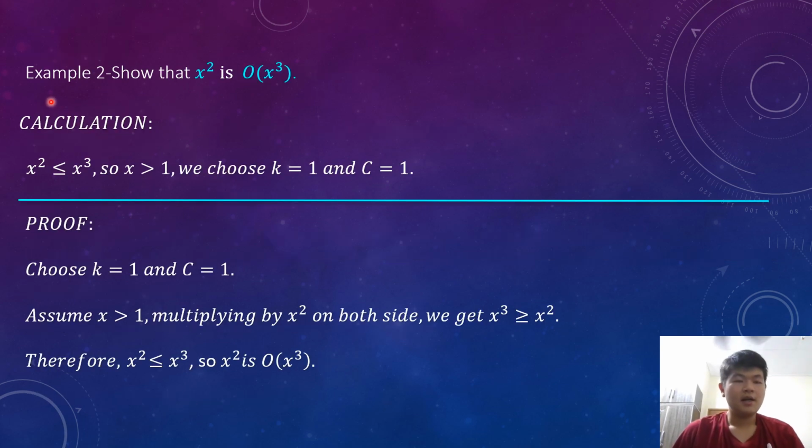Okay, example 2. x cubed plus x squared is Big O of x cubed. By calculation, x squared is smaller than or equal to x cubed, so x must be bigger than 1. We choose k equal to 1 and c equal to 1. We assume x bigger than 1, multiplying by x squared on both sides. We get x cubed bigger than or equal to x squared. Therefore, x squared is smaller than or equal to x cubed. So x squared is Big O of x cubed. We can also choose larger values of k and c.